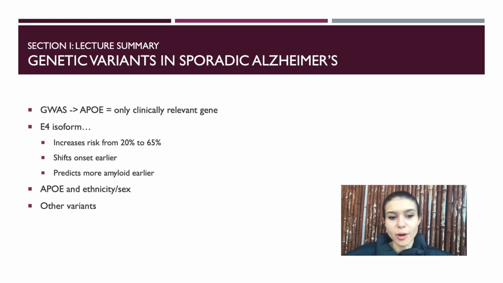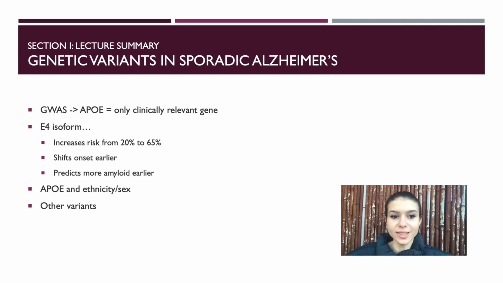So, what can we learn about the cause of Alzheimer's from sporadic patients? Well, genome-wide association studies have basically identified only one clinically relevant gene, and that's ApoE. The ApoE E4 isoform increases your Alzheimer's risk from 20 to 65%. It shifts the onset earlier, and it's associated with greater amyloid deposition from an earlier age. However, this effect is attenuated in African Americans, and it's also modified by sex. So in women, the E4 isoform basically doubles your Alzheimer's risk, whereas in males, it barely changes.